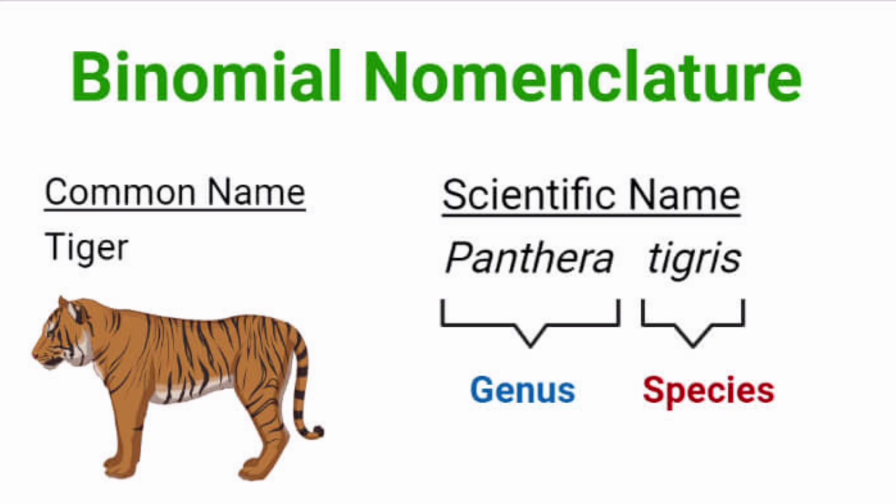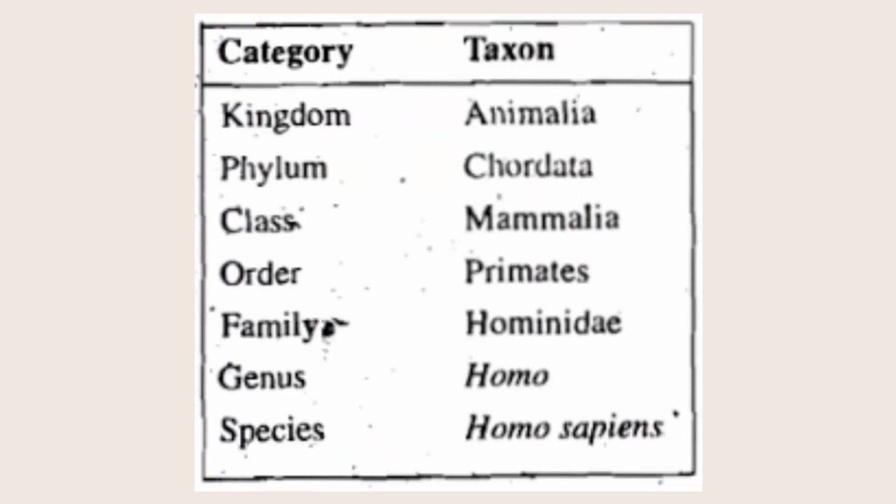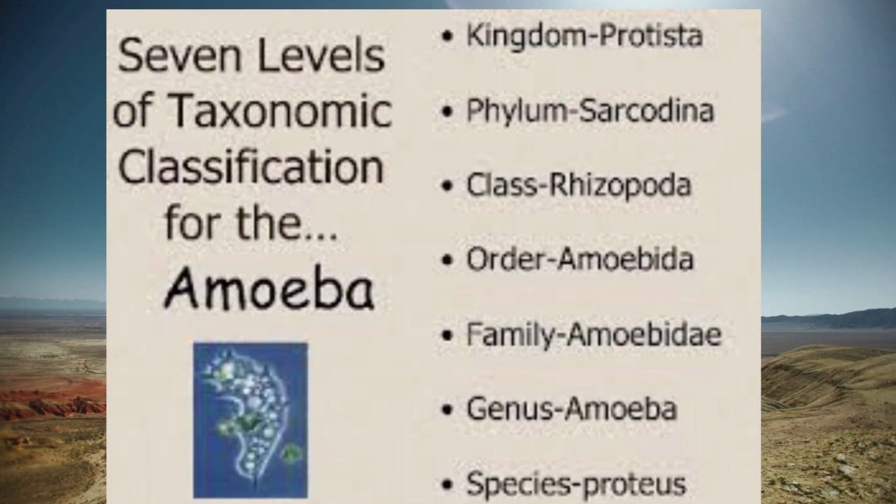Let's look at a common example, tiger. The tiger is the common name of this animal. What's the scientific name? Panthera tigris. Anywhere I tell someone Panthera tigris, they are going to know I'm talking about a tiger. Now let's look at this human, Homo sapiens. That's our scientific name. We belong to the kingdom Animalia, the phylum Chordata, the class Mammalia, the order Primates, the family Hominidae, the genus Homo, and then the species sapiens. Our scientific name is the combination of the generic name and the specific name, Homo sapiens.